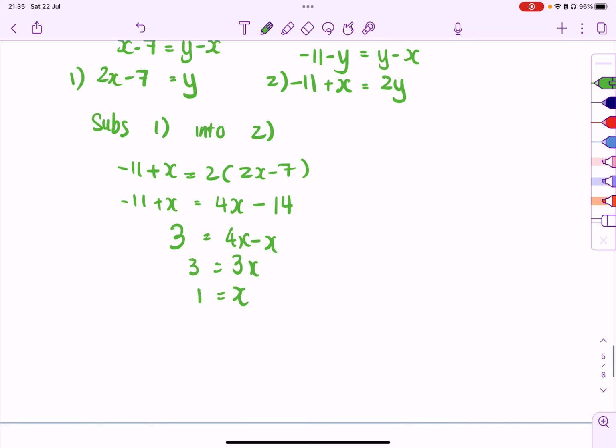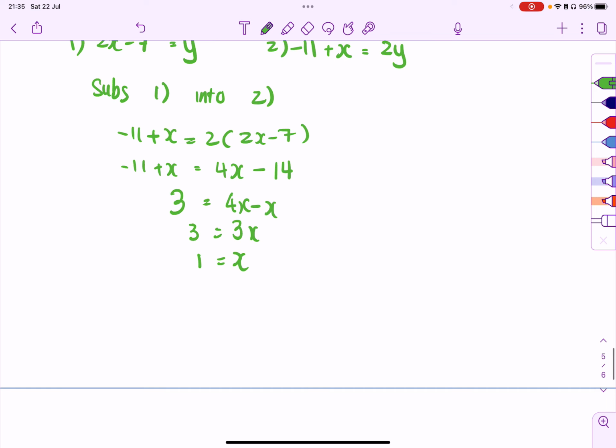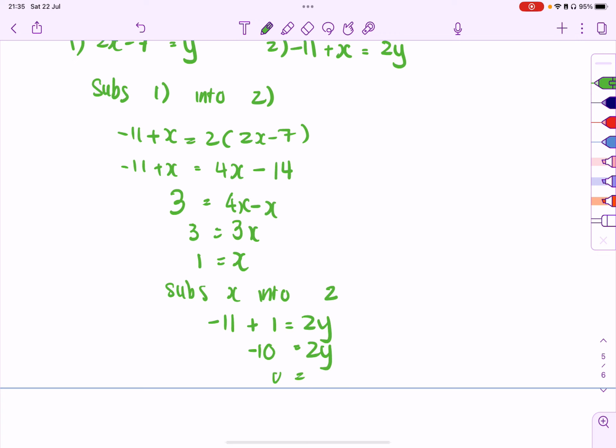Okay, now we just substitute the x value into any equation. So let's maybe choose equation 2. So minus 11 plus 1 is equal to 2y. Minus 11 plus 1 is minus 10. 2y, y is equal to minus 5. So those are the two ways we could have solved this sum.